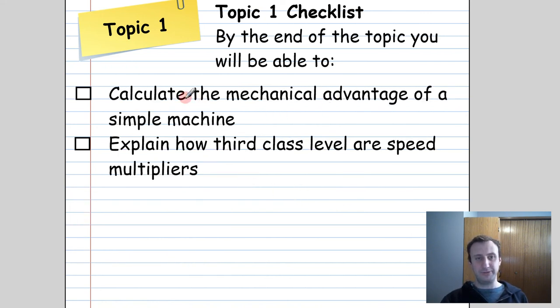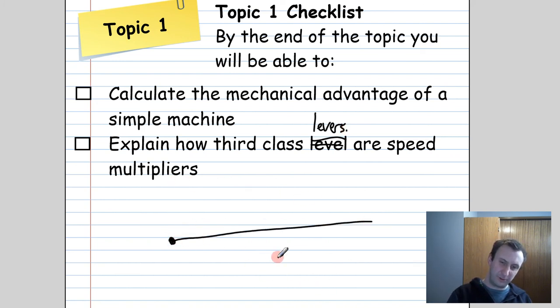Hopefully you can calculate the mechanical advantage of a simple machine, and then also explain how third-class levers are speed multipliers, which is important. The idea behind that is simply that it multiplies the distance traveled for the load. So when you move the effort portion, when you apply the force, the other part of the lever ends up moving way, way more. If I have a third-class lever where here's my fulcrum, here's my effort, and then here's my load, when I move this a small distance here, it moves a huge distance here. So it's a speed advantage.